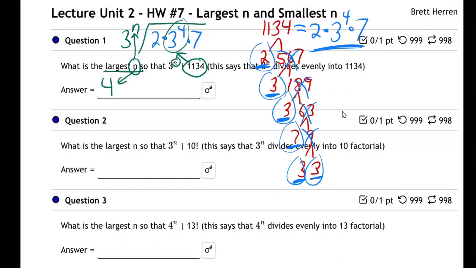That's right, because it's just a matter of finding out how many 3's are in your 1134. There's 4 3's in your 1134. So that means 3 to the n, the biggest power you can put on it is 4, because 4 3's go in there. That's how many 3's 1134 contains. Is that making sense? Questions on that?